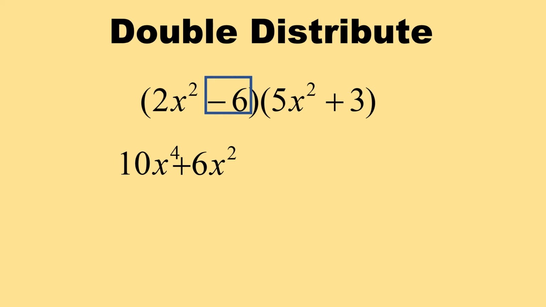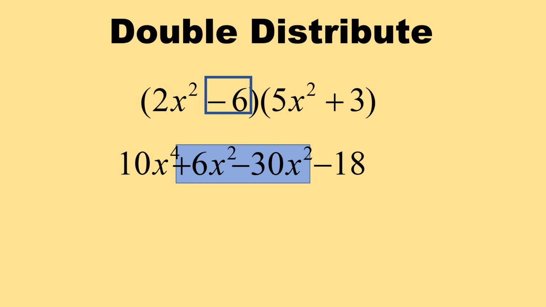Now you're going to move on to the second term in the first parentheses, and again you're going to take the sign with it, so it's a negative 6. Negative 6 times 5x squared will give you a negative 30x squared, and negative 6 times 3 will give you a negative 18. These are your like terms. The middle two terms are your like terms. So you're going to say 6x squared minus 30x squared. Now I'm adding terms, so I'm going to keep the exponent and just add the coefficients. So this will give me 10x to the 4th minus 24x squared minus 18.